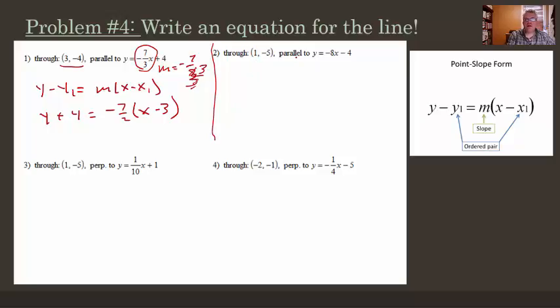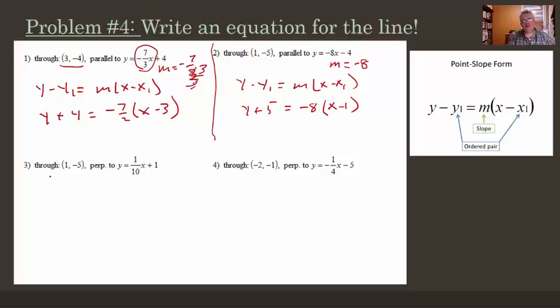So through this point and parallel to that, that means we want it to have the same slope. So our line is going to have slope negative 8 also. So y minus y1 equals m times x minus x1. So y minus a negative 5 is y plus 5 equals the slope, negative 8, times x minus 1. Okay, let's leave it like that.